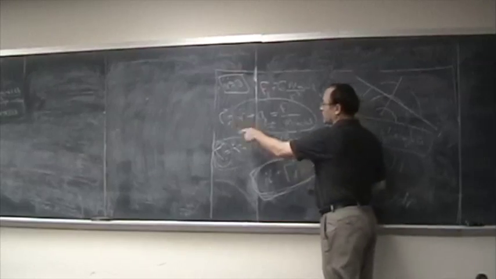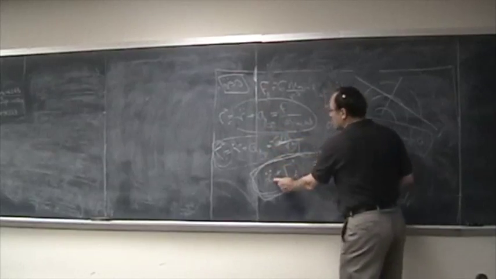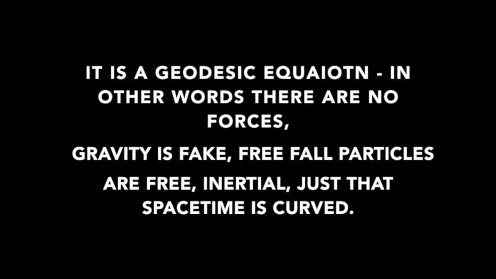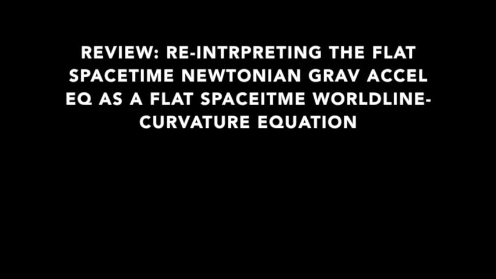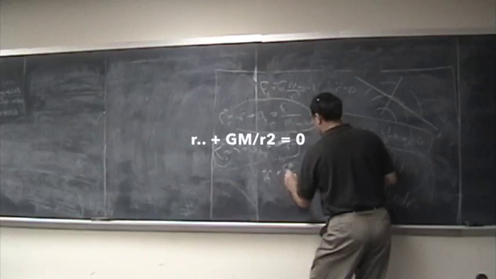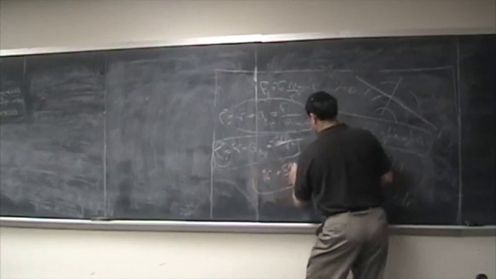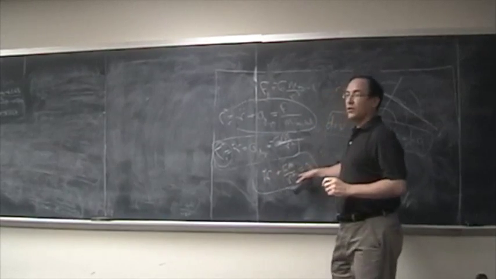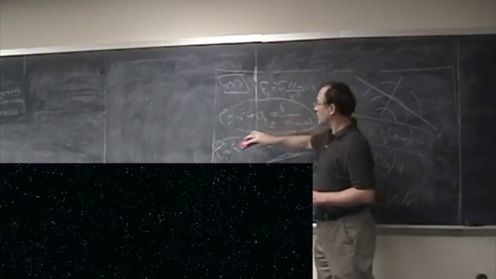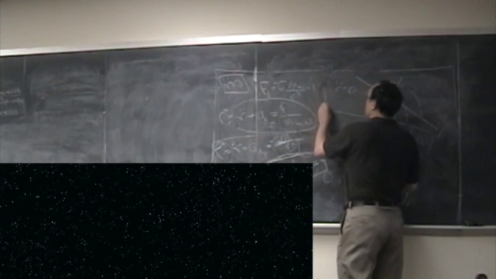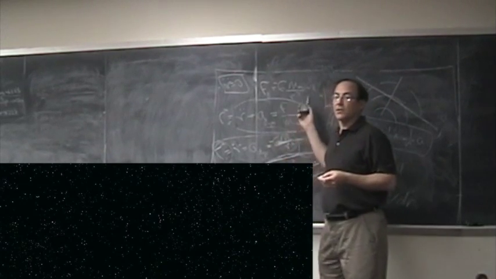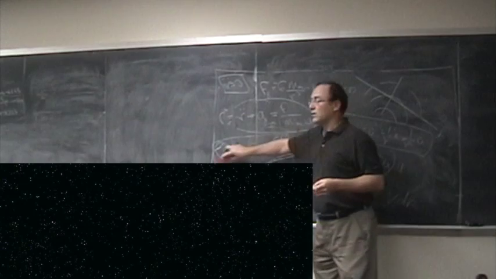Instead of saying that you have forces, accelerations, and stuff like that, we now see this equation, r double dot plus GM over r squared equals 0. But this is simply a gravity equation. But we've put in a lot of stuff here. We put in the equivalence principle. We defined the world line curvature in a naive TR. What we can do in Newtonian physics is define a calculus curvature, call it gamma.